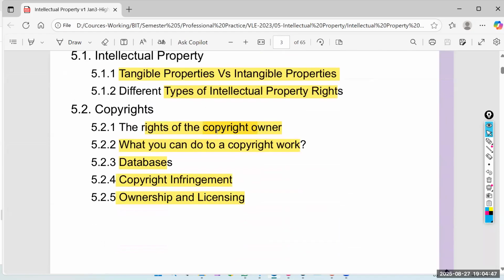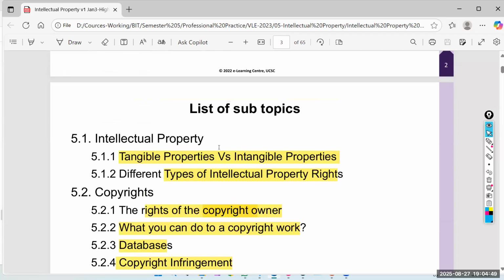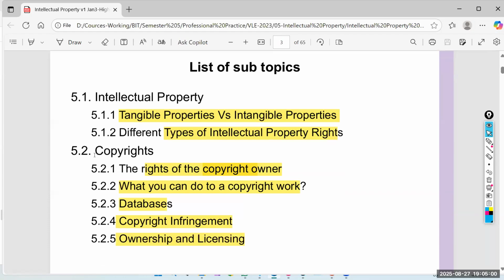Right. So then we will look at these subtopics. What is tangible property? What is intangible property? What are the four types of intellectual property rights? Then we will be more concentrating on copyrights. What are the rights of copyright owner? What can you do with copyrighted work? Copyright in databases. What are the two types of copyright infringements? How to protect our copyrights of software by just giving the licensing.